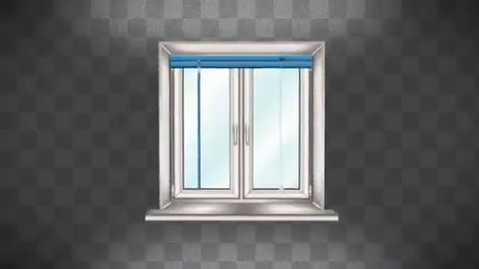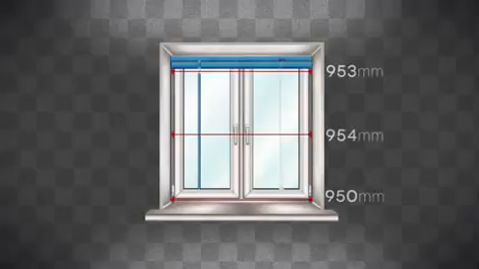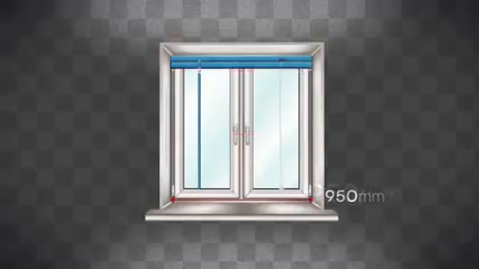Measure the inside width in three places: top, middle, and bottom. Be sure to measure to the nearest millimetre. This is because the measurement taken at the top might be different to the bottom measurement. Record the smallest measurement so the blind fits inside the window frame. Do not make any deductions from your recorded measurement.